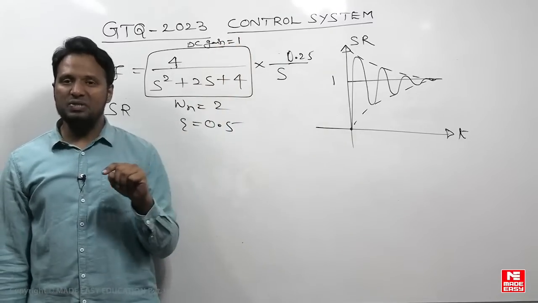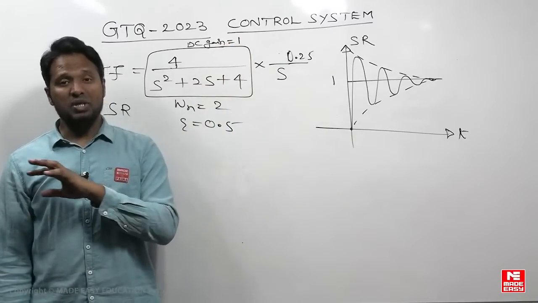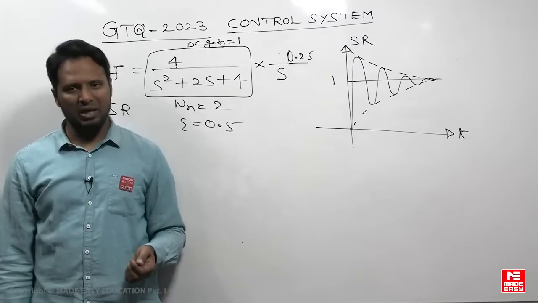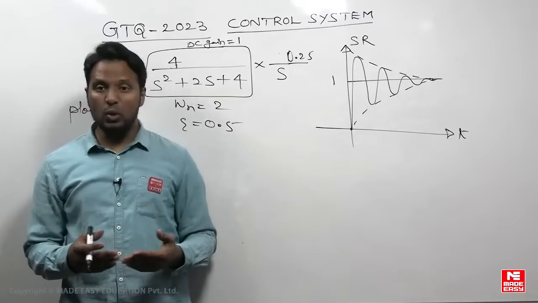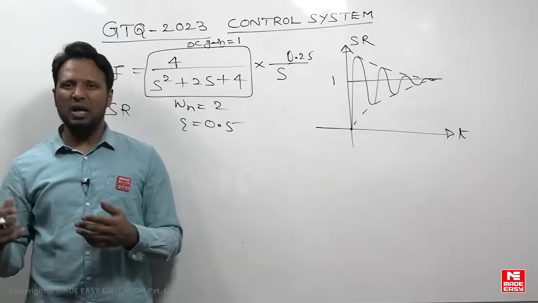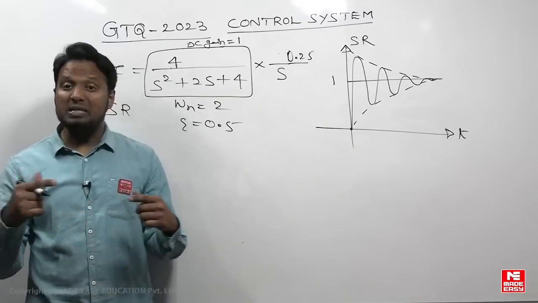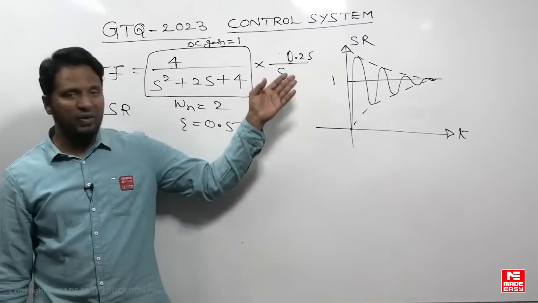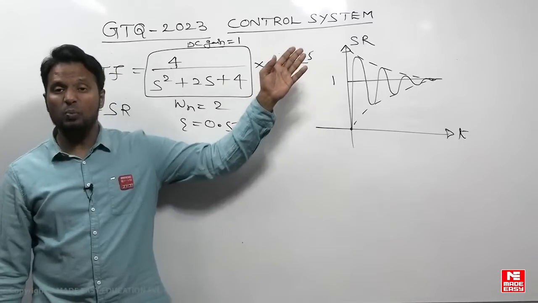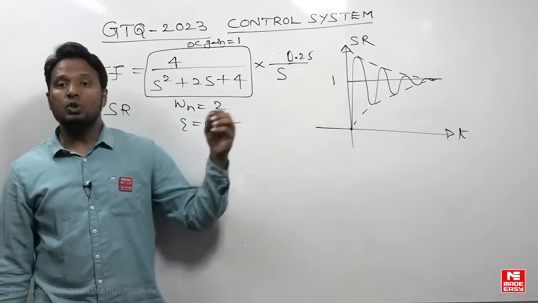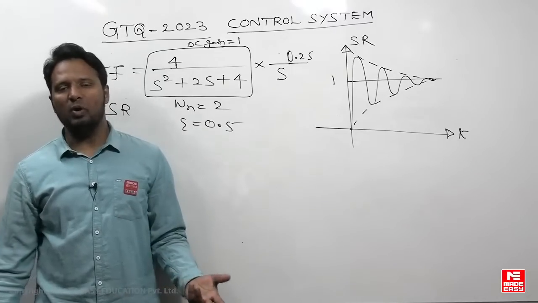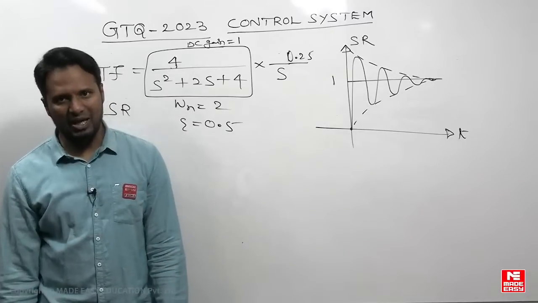Any system whose DC gain is 1 will have its output in the steady state the same as the input given to the system. I repeat, whichever system has unit DC gain will exhibit the output in the steady state same as the input. Talk about amplitude: if the input is of amplitude 1, your output will be of amplitude 1. So if the input is of amplitude 0.25, then the output will be 0.25 in the steady state. Are you understanding?